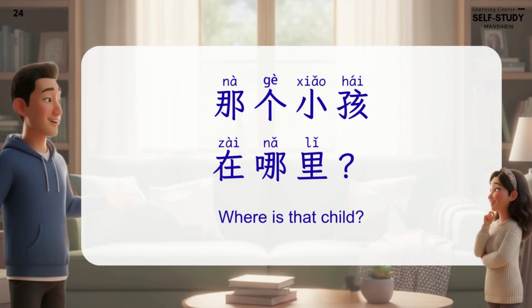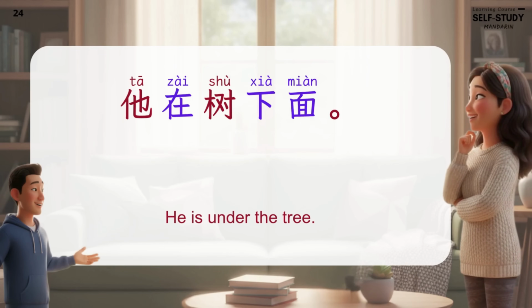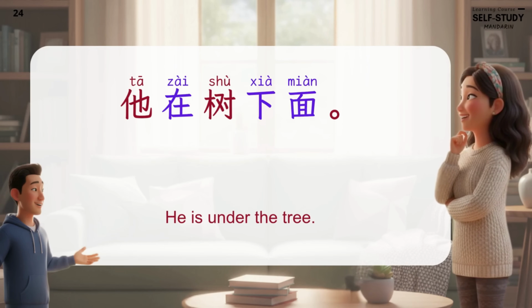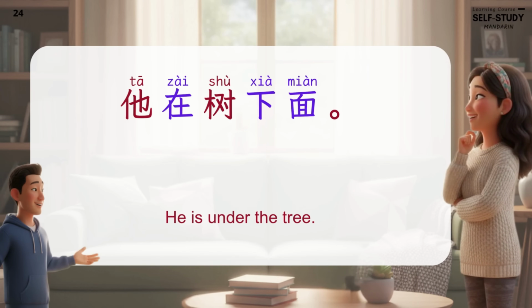那个小孩在哪里？Where is that child? 他在树下面。He is under the tree.